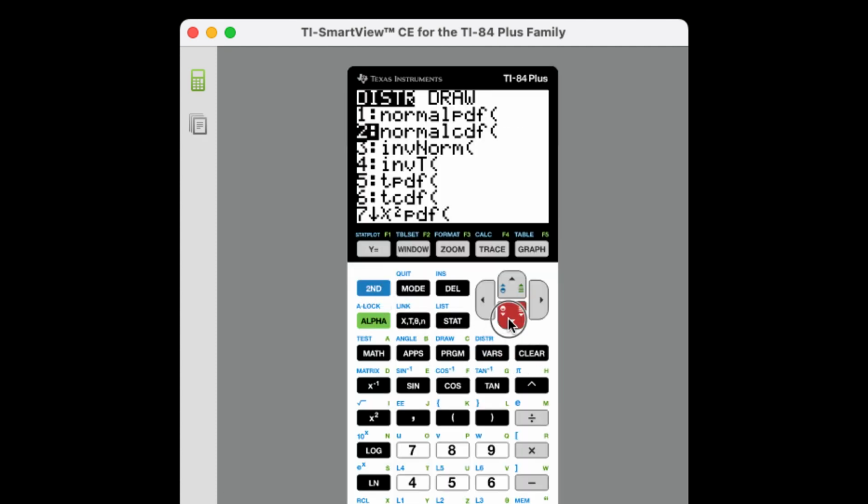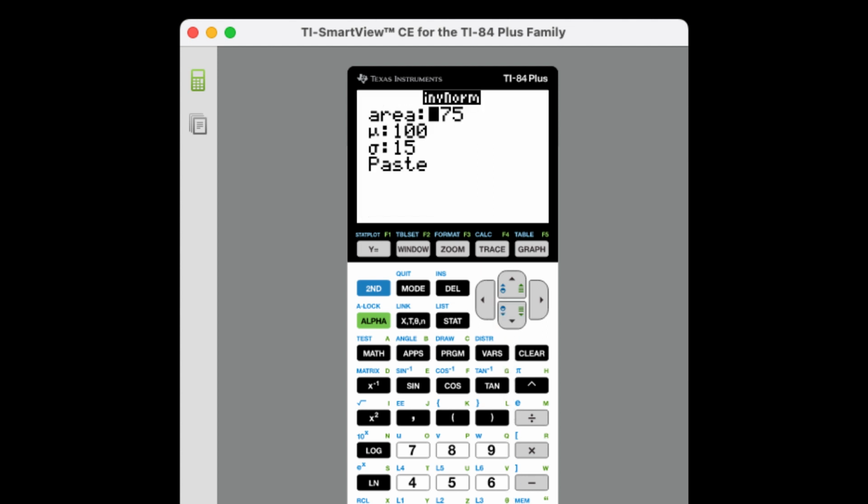Second distribution. Still number 3, inverse norm. And now this is what you guys have. Is that true? And so you put the 96% area to the left. Look at that earlier today. Mean is 100, standard deviation is 15. Paste that in, and ladies and gentlemen, that's exactly the same answer you guys got before.